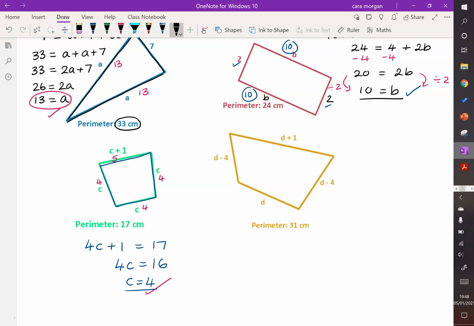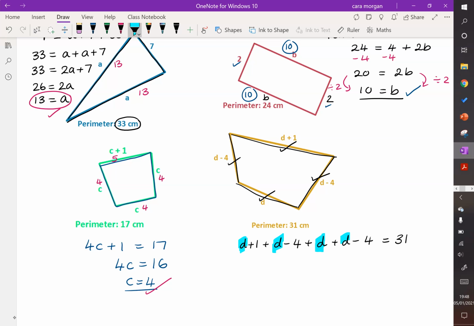My last shape. I have 1, 2, 3, 4 sides. So I have D add 1. I have D subtract 4. I have a D. And I have a D subtract 4 again. And if I add all of those together, like I just have, the perimeter is 31 centimetres. I'm going to add my D's together. I've got 1, 2, 3, 4 D's, including those positive symbols in front because actually they belong with the D's there. So I've got 4 D's.